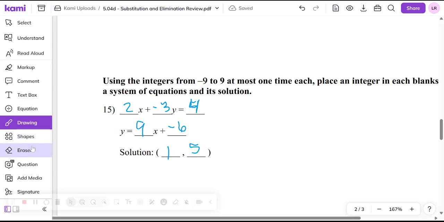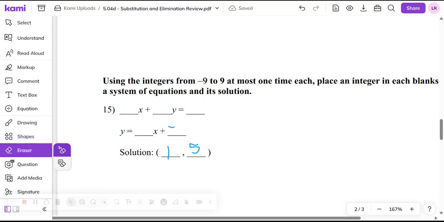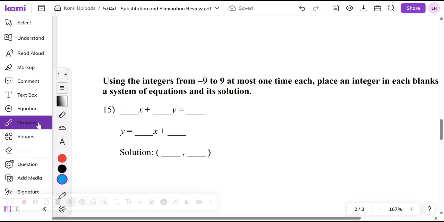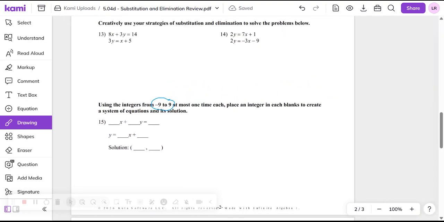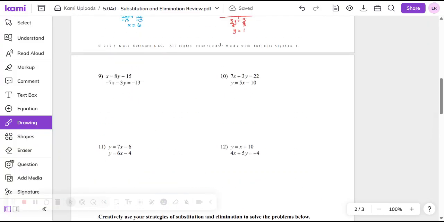So this one would not work, but you're trying to create a system of equations and a solution that works, and you're only allowed to use those numbers at most one time each. So it's going to take you a few attempts probably to get this. It took me a few attempts to figure it out, but it is not impossible, and there is way more than one solution. There's more than one way to do it. Again, please make sure you're showing your work.